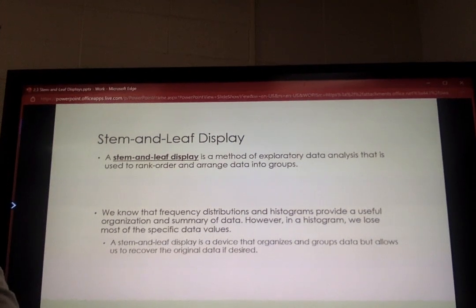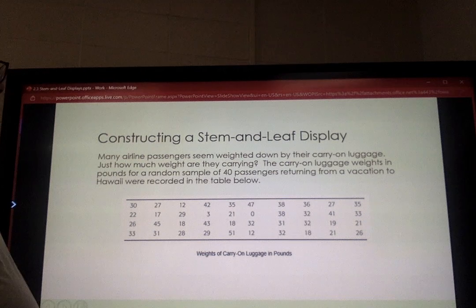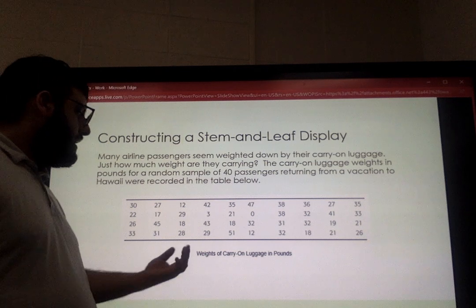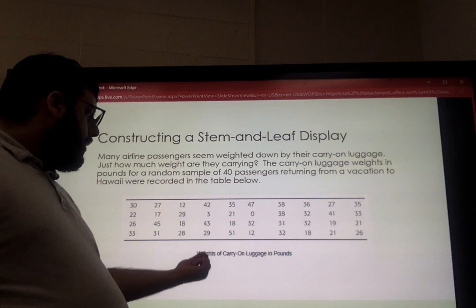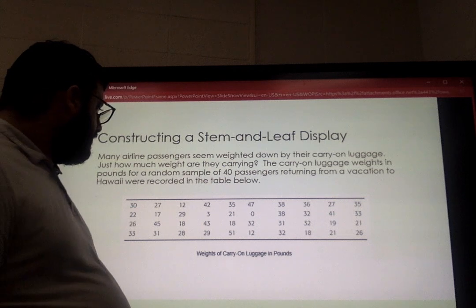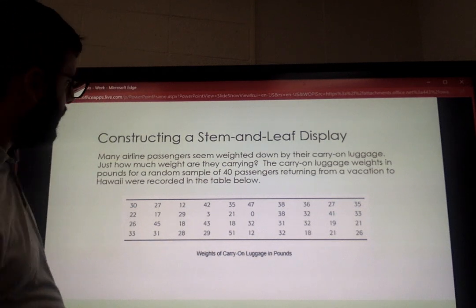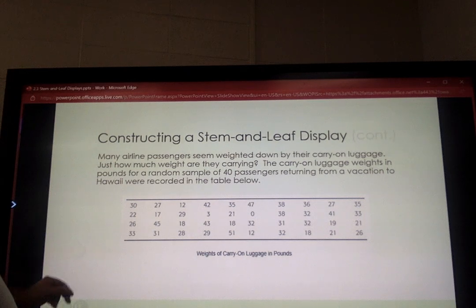Okay, so how do we create a stem and leaf display? All right, we'll use this as an example. Many airline passengers seem weighed down by their carry-on luggage. Just how much weight are they carrying? The carry-on luggage weights in pounds for a random sample of 40 passengers returning from a vacation to Hawaii were recorded in the table below. Again, notice that this table has a title, weights of carry-on luggage in pounds. So it's got a title, and it's got the unit of measurement specified.